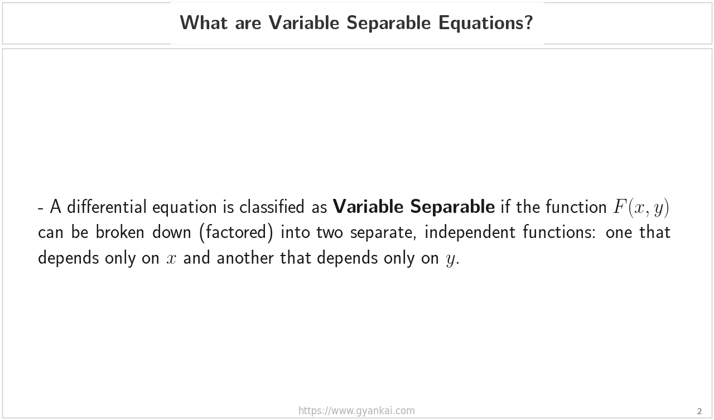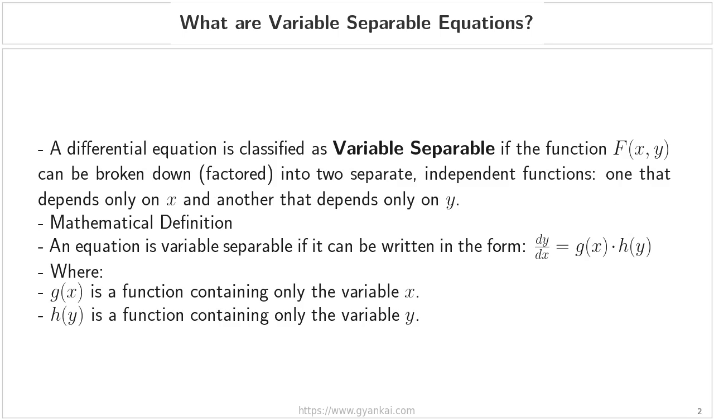Think of it this way: we have this function, f of x and y, which we saw on the previous slide. An equation is classified as variable separable if we can take that function and break it down, or factor it, into two completely independent parts. One part must be a function that depends only on x, and the other part must be a function that depends only on y. To be more precise, let's look at the mathematical definition. An equation is variable separable if it can be written in the form dy by dx equals g of x multiplied by h of y.